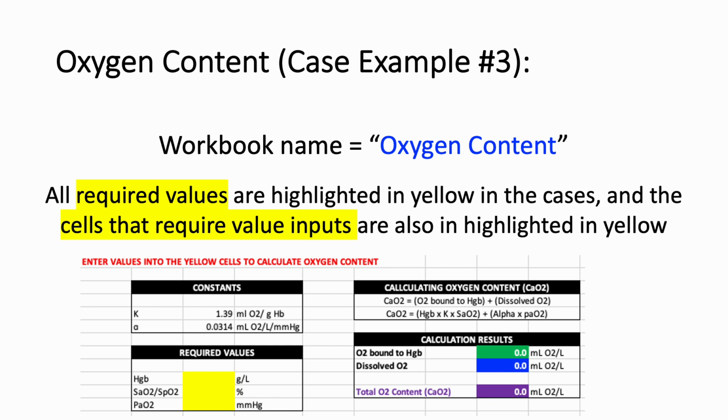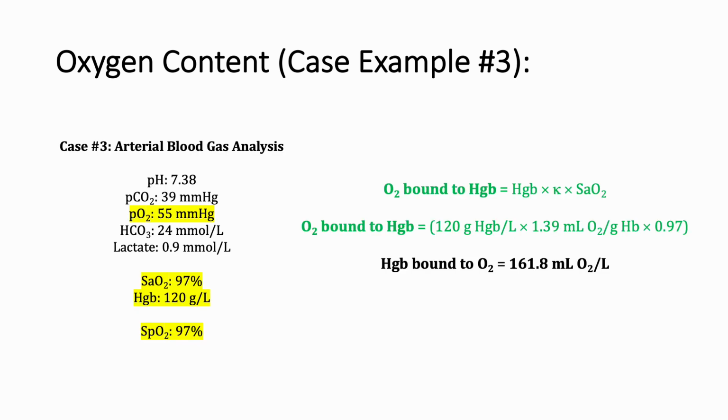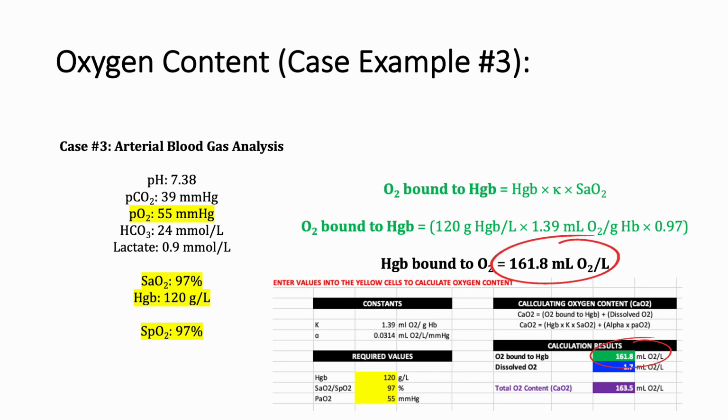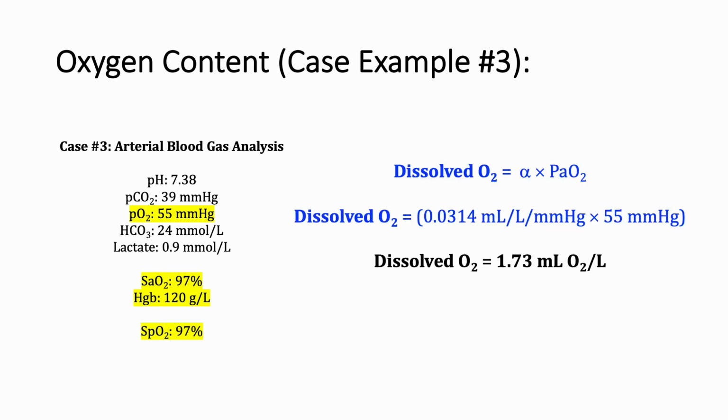To familiarize ourselves with this concept, we will work out the oxygen content of the patient's blood in case number 3 on the next slide. You can follow along by entering the values highlighted in yellow from the ABG on the next slide into the yellow cells in the attached spreadsheet in the workbook titled Oxygen Content, which is shown here. We will start by calculating the amount of oxygen that's bound to hemoglobin, which as you see here comes out as 161.8 milliliters of oxygen per liter of blood, based on the formula shown there as well. This value is calculated automatically for you in the spreadsheet in the green cell as highlighted here.